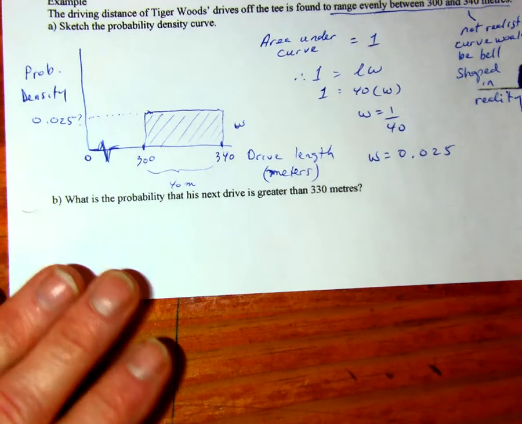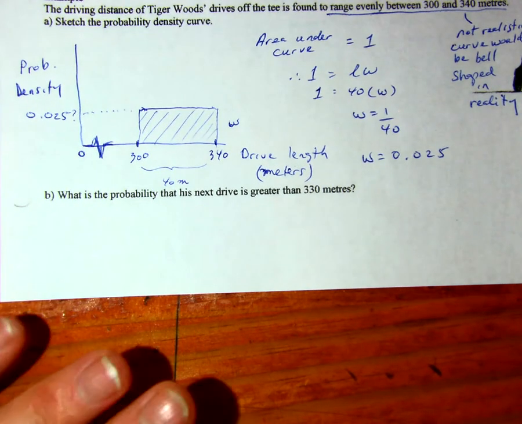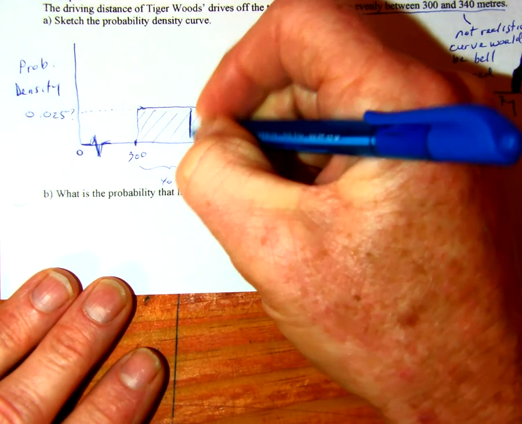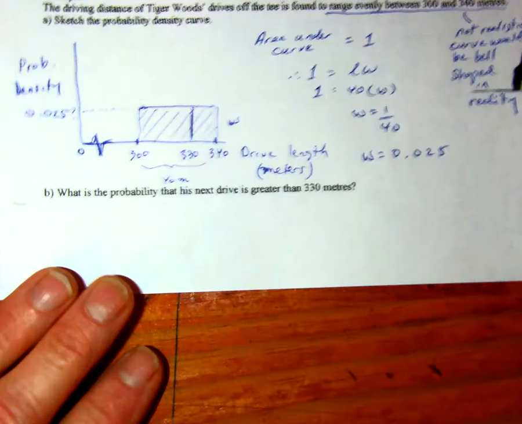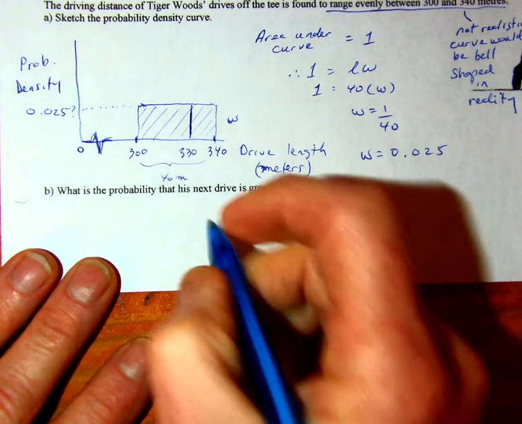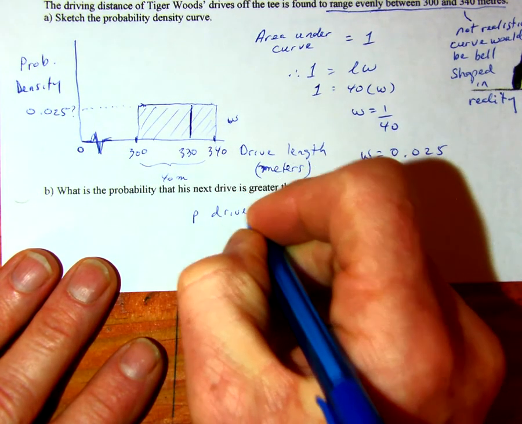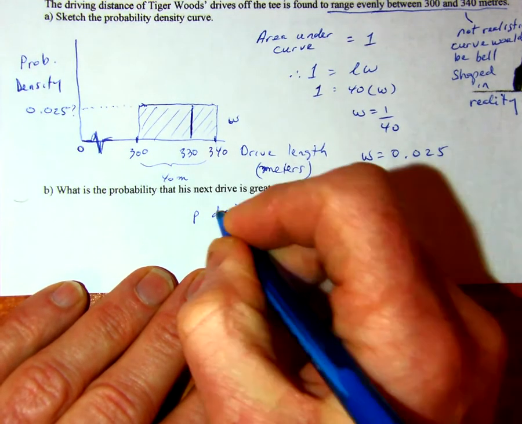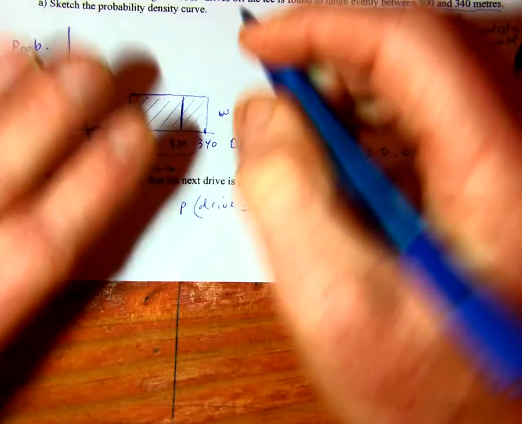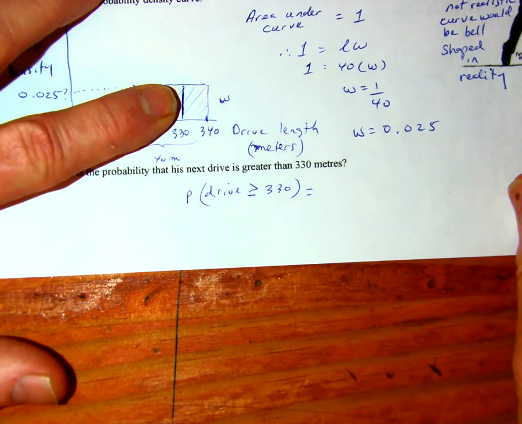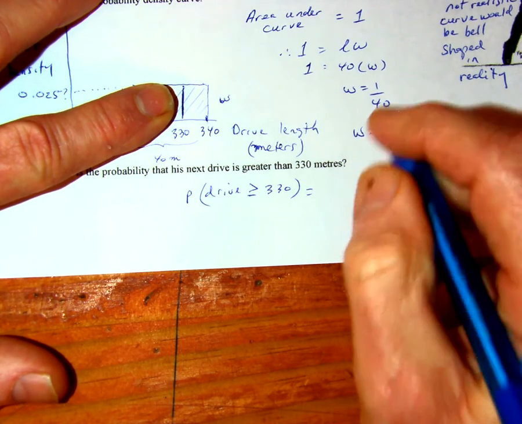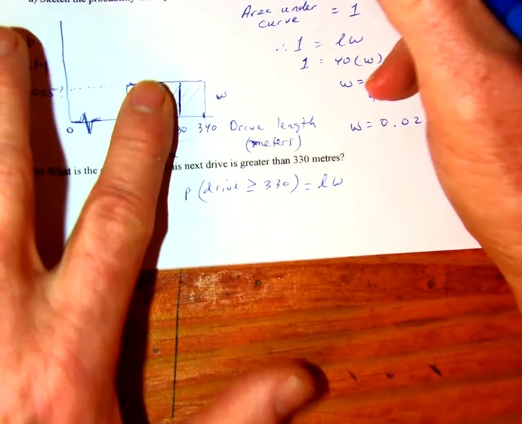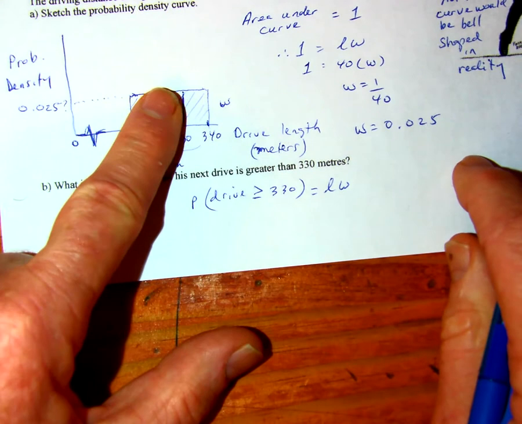Okay, let's look at B. What is the probability that his next drive is greater than 330? So 330 would be right there. What is that probability? The probability of the drive being greater or equal to 330 equals, now we're talking about the area of that. We're going to ignore this part because we don't care about under 330. We just care about this part.